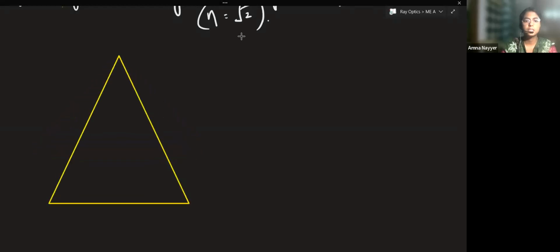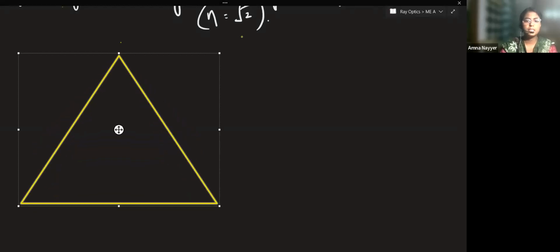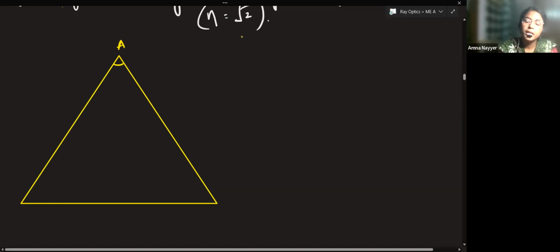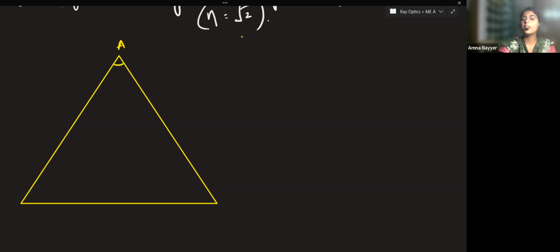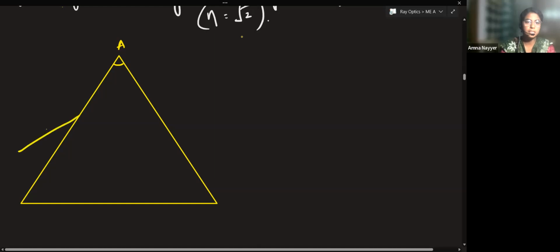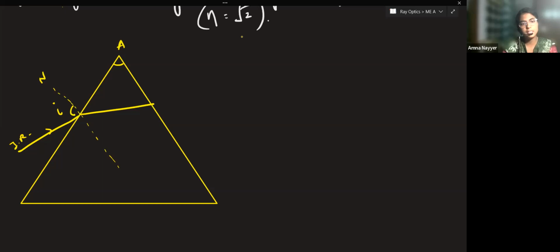You have a prism. This is, let's say, angle A, the prism angle. You have to calculate the angle of incidence. Let's say the ray of light is incident on this face. This is the normal, this is the incident ray, so this is the angle of incidence. Then it gets refracted. This is R1.